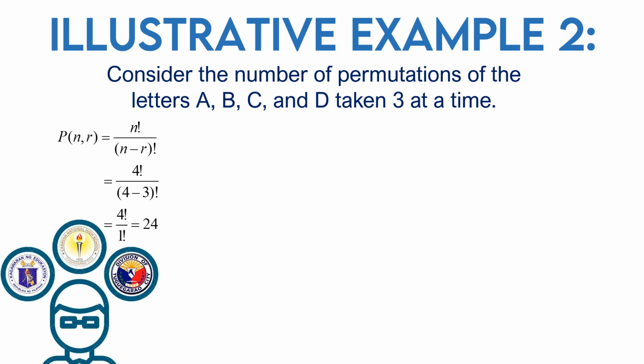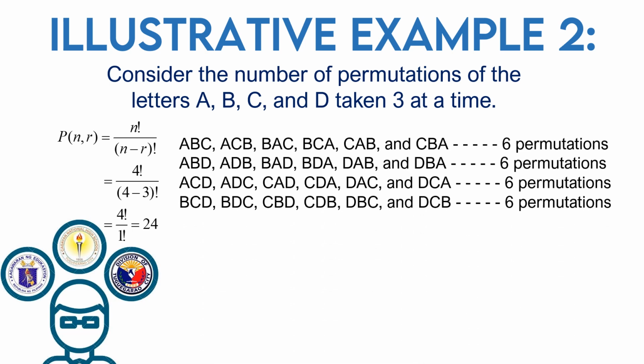Now, what are these 24 permutations of the letters A, B, C, and D taken 3 at a time? Let's look at the letters. Taking the first 3 letters A, B, C first, we have ABC, ACB, BAC, BCA, CAB, and CBA. That gives us 6 permutations. We also have A, B, and D: ABD, ADB, BAD, BDA, DAB, and DBA. So that gives us 6 permutations as well.